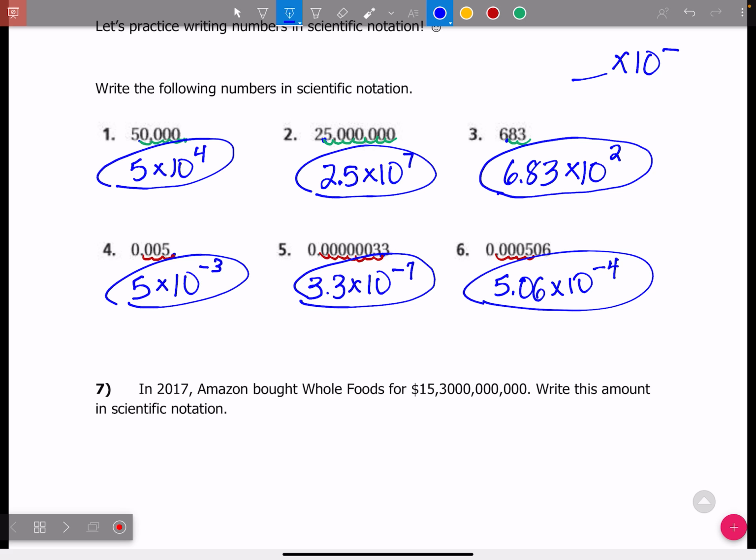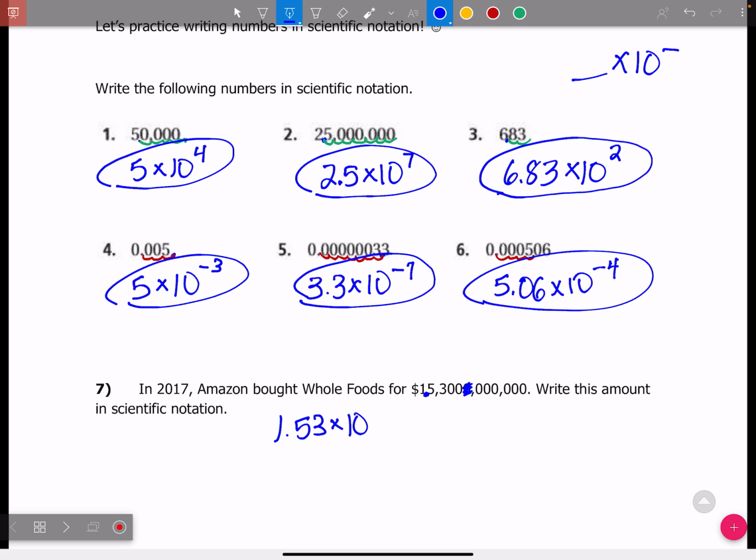Let's take a look at number 7. So in 2017, Amazon bought Whole Foods for $15.3 billion. So Amazon bought Whole Foods for $15.3 billion. We want to write this amount in scientific notation. So decimal is going to go after our first non-zero digit, which is after that 1. We have 1.53. All of the numbers after are zeros, so we can eliminate those trailing zeros.